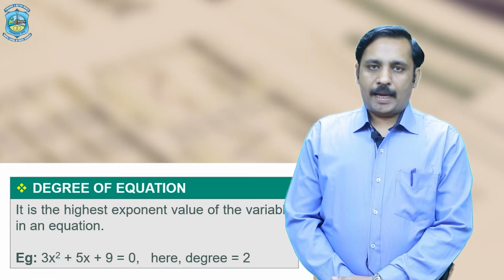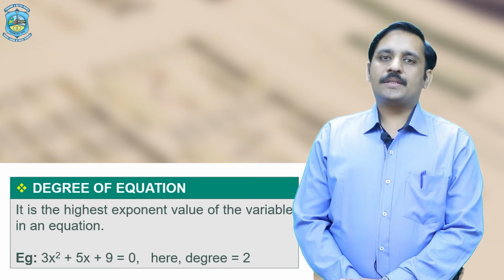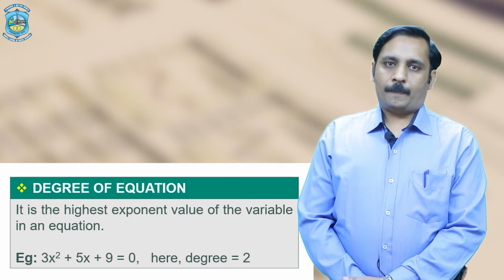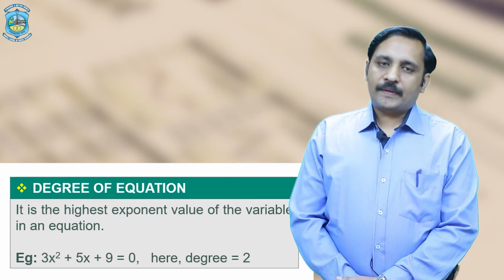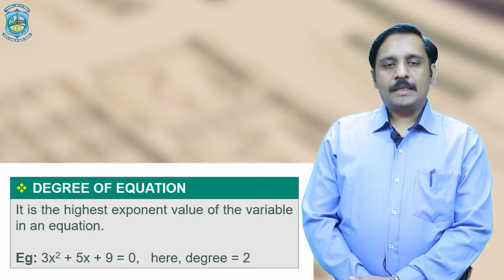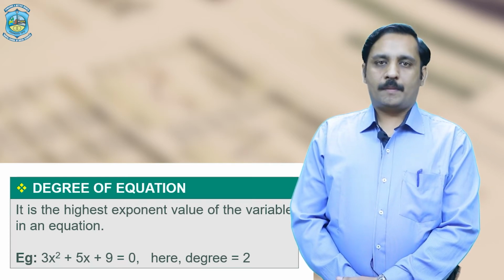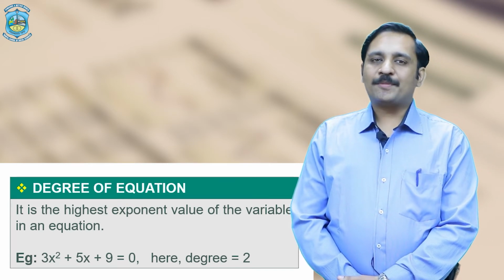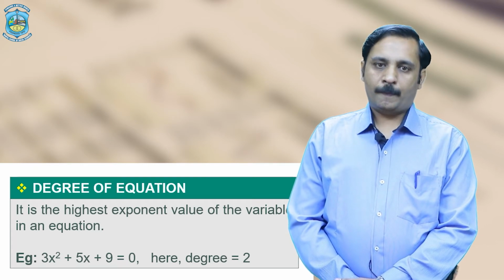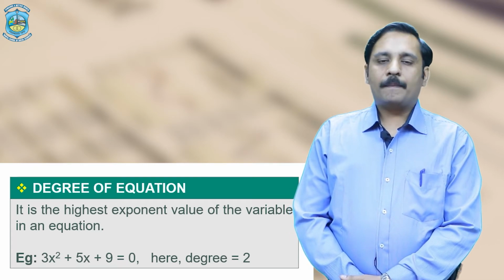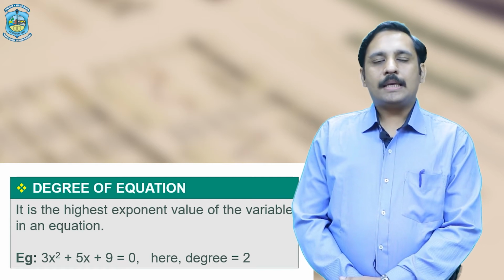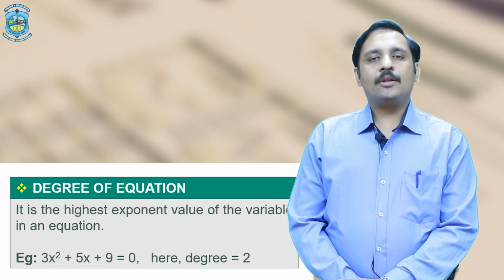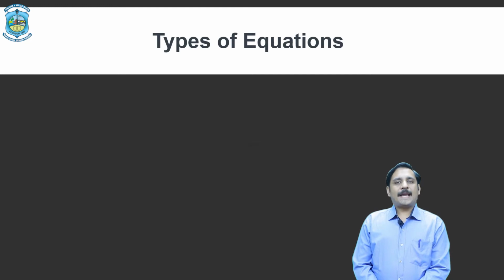The root of an equation is the value of the unknowns or the variables for which the equation is true. For example, we have 4x minus 2 is equal to 6. If I put the value of x as 2, the left hand side part is equal to the right hand side part. So I say that the root of this equation is x equal to 2. Also, the degree of an equation is the highest exponent value of the variable in an equation. For example, we have 3x square plus 5x plus 9 is equal to 0. Here the unknown variable is x and the highest degree of x is 2, hence the degree of this whole equation is 2.